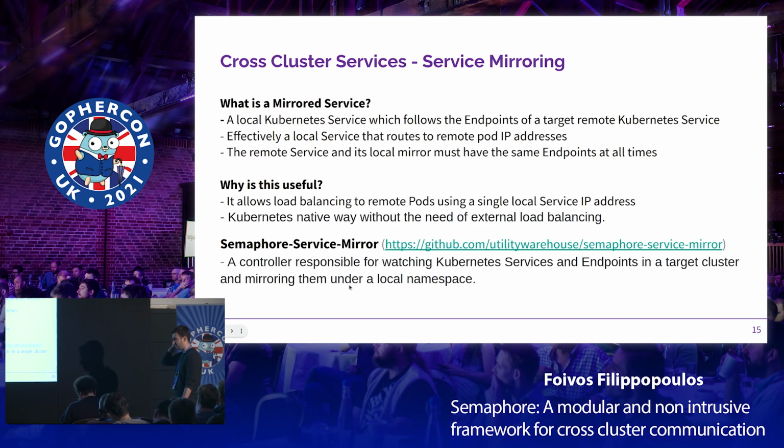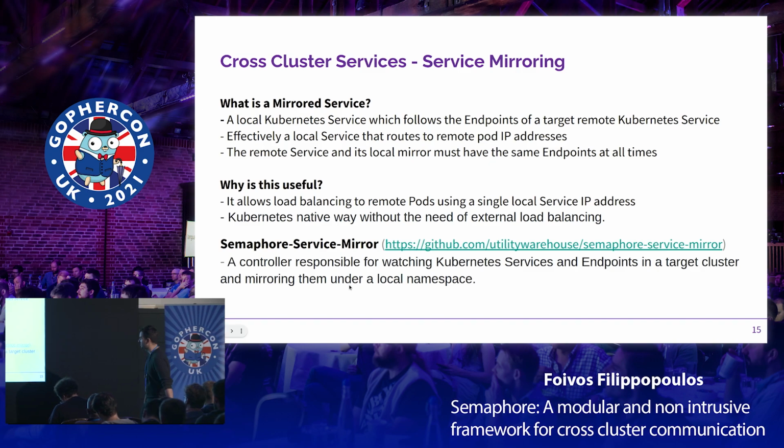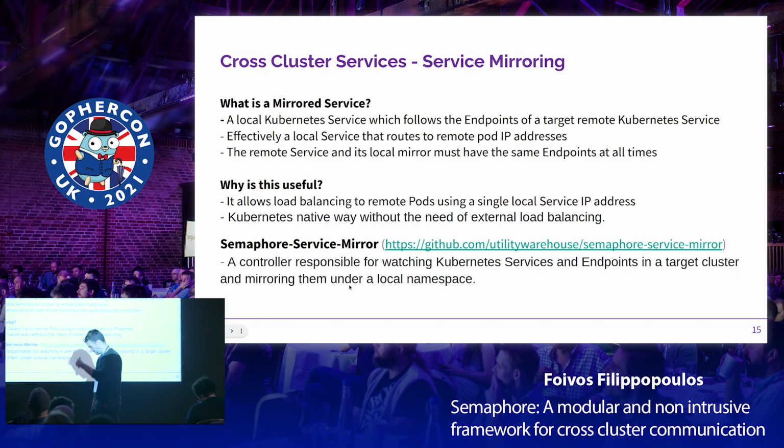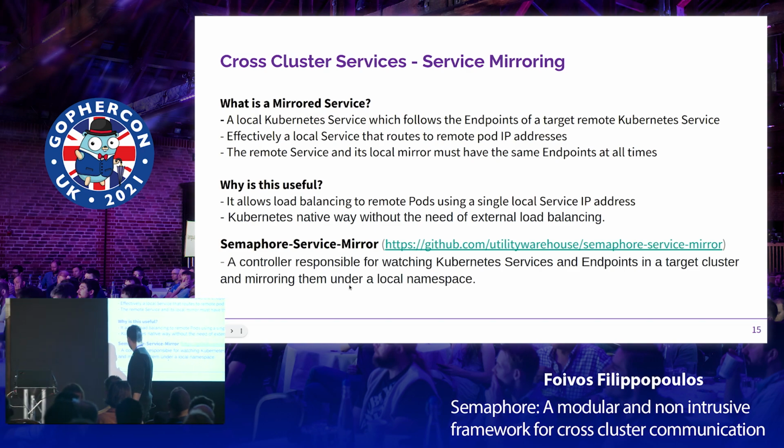We're not actually the first ones to invent that. This is used in many places. I know Linkerd is using this, or at least used to use the same principles here. But anyway, in a nutshell, a mirrored service is basically a service that has the same endpoints as the ones that it's targeting. So it's basically going to be a local service with endpoints that are on remote Kubernetes pods that run somewhere on a different cluster.